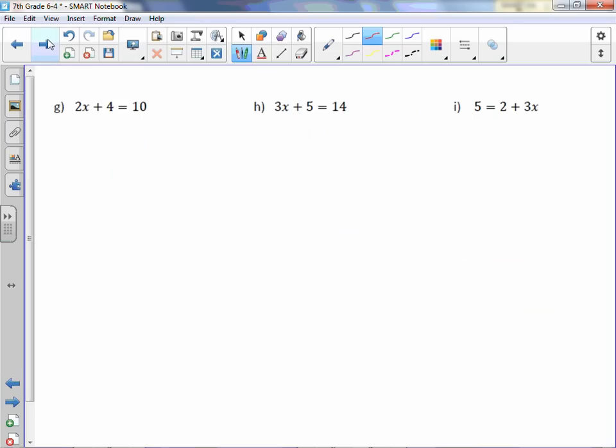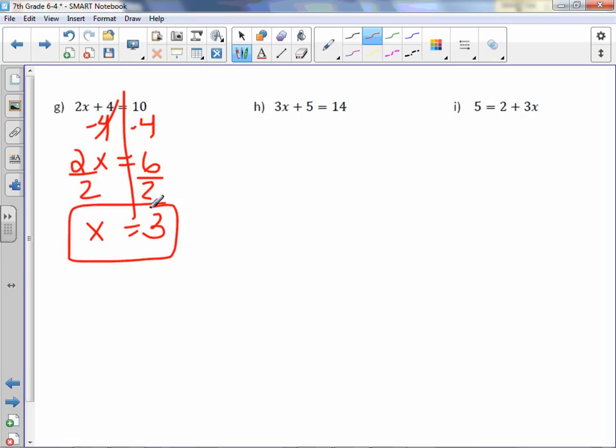Letter G, subtract 4 from both sides. 2x equals 6. Divide by 2. X equals 3. Letter H, subtract 5 from both sides. 3x equals 9. Divide by 3. X equals 3.